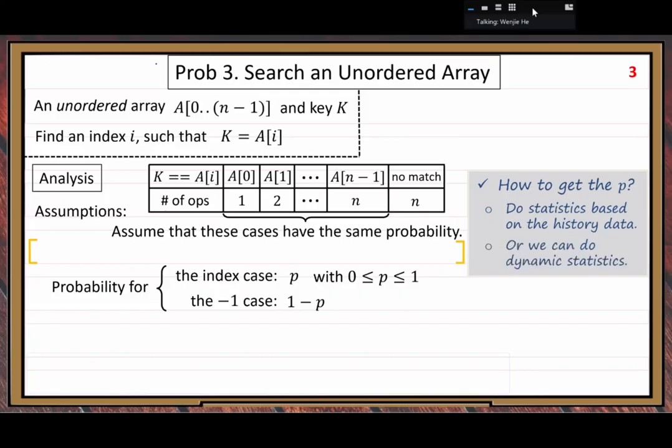Or we can do dynamic statistics. When you run your algorithm the first time, second time, third time, 100 times, 1,000 times, you just do statistics dynamically. Every time you collect a new data point, you update your formula for the p-value. So that's another way people can do it. Now, we assume we have that p.